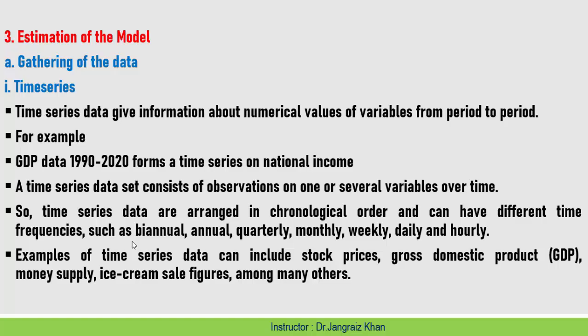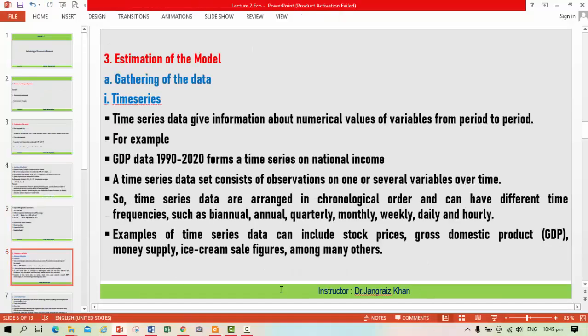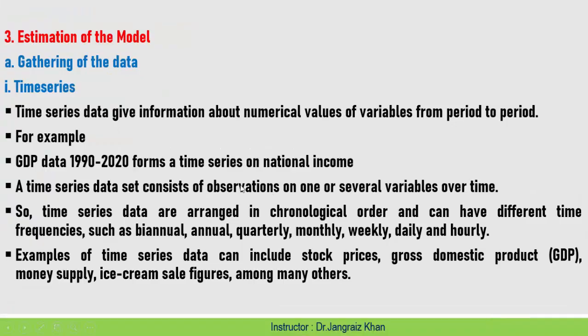The step number 3 in the methodology of econometric research is the estimation of model. In the estimation of the model, the first important sub-step is the gathering or collection of data. Here we will discuss only three types of data: the time series data, cross-sectional data, and the panel data. First of all, we discuss the time series data.